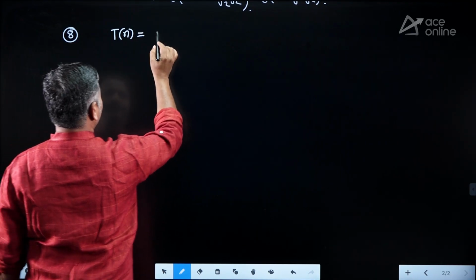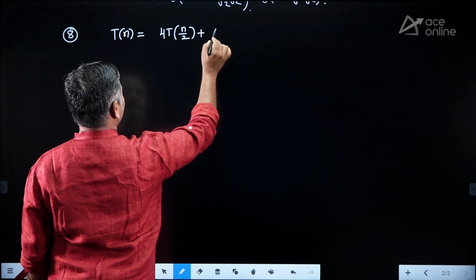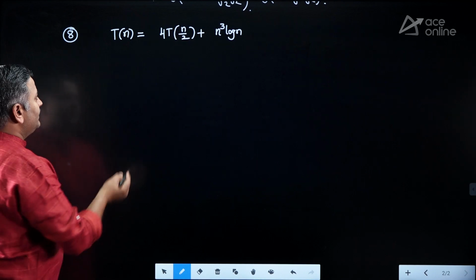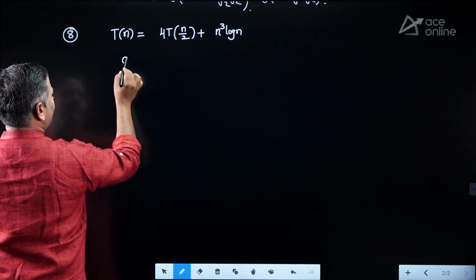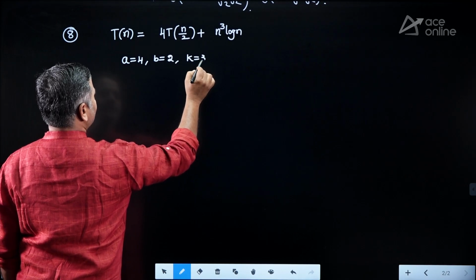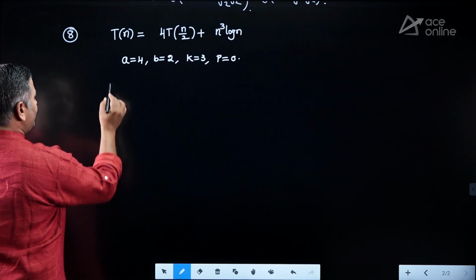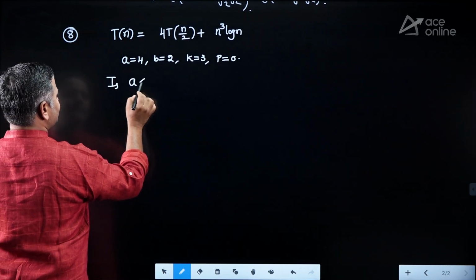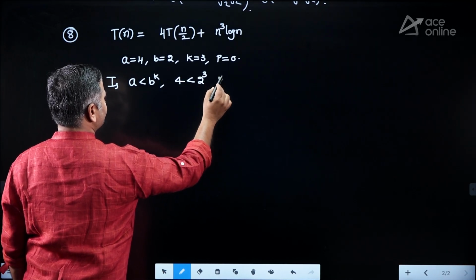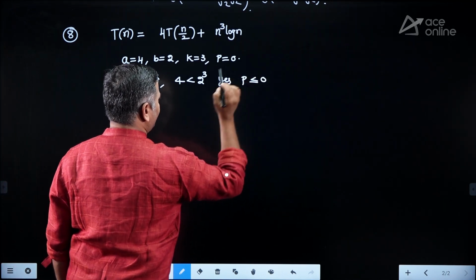T(n) is equal to 4 into T(n/2) plus n cube into log n. Just find the values of a, b, k. Here a equals 4, b equals 2, k equals 3 and p equals 0. p equal to 0, right, friends? Now verify the condition: is a less than b to the power of k or not? 4 less than 2^3, yes. What about p? p exactly equal to 0, so the p less than or equal to 0 case.